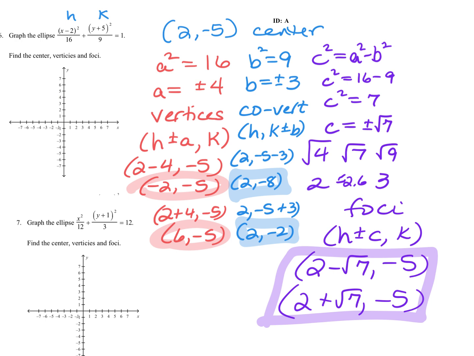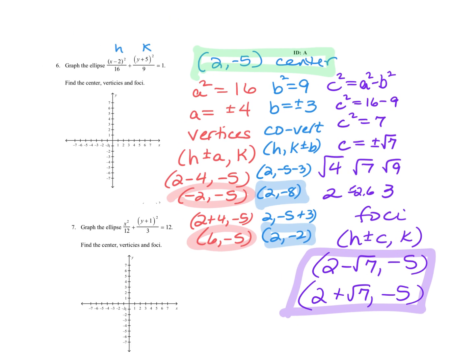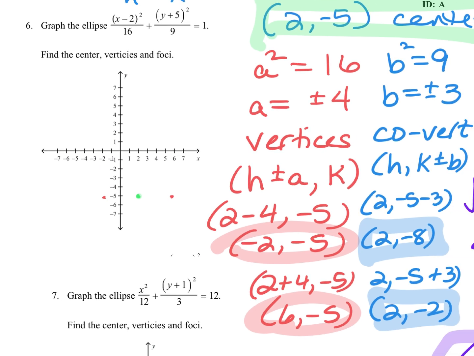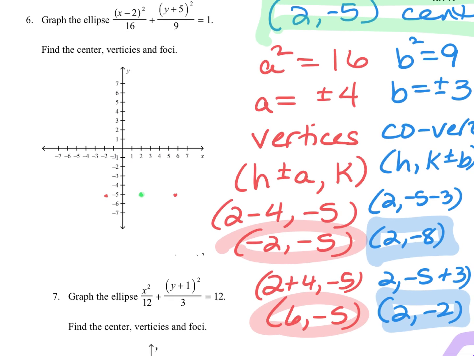So now let's get these 7 points and put them in the graph. Okay, so for the center, let's do that one first. So that's going to be positive 2, negative 5. Then I'm going to do my 2 vertices, which were negative 2, negative 5, and then positive 6, negative 5. These are my vertices. And then the 2 co-vertices I found were 2, negative 8, and 2, negative 2.